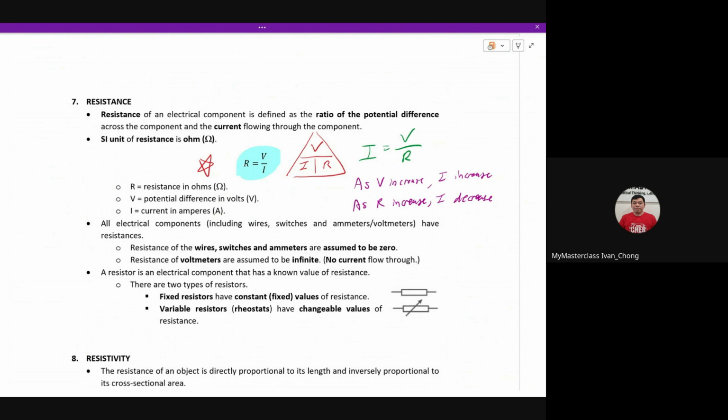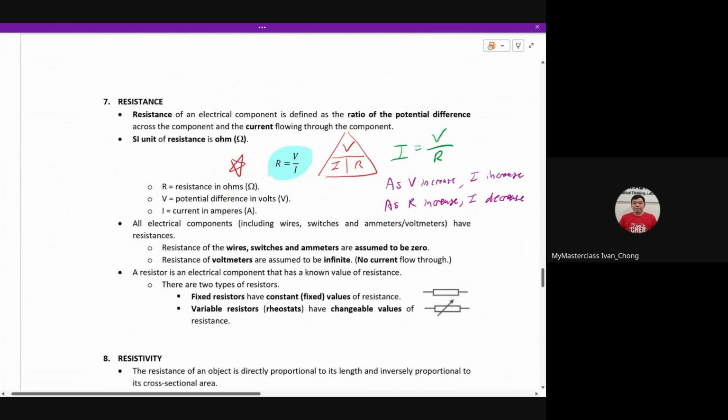So how do we increase voltage? We use more batteries or more cells, or have a larger EMF. If you want more current, you want a smaller resistance. To get a smaller resistance, you either use a resistor with smaller resistance, or you change your variable resistor to a lower value. For students who don't remember, R is resistance, V is voltage, and current is just the only one left.